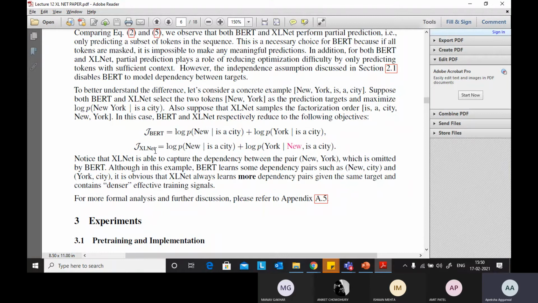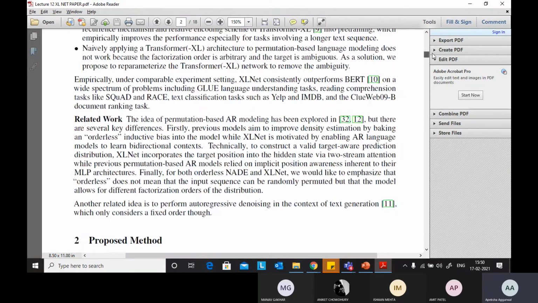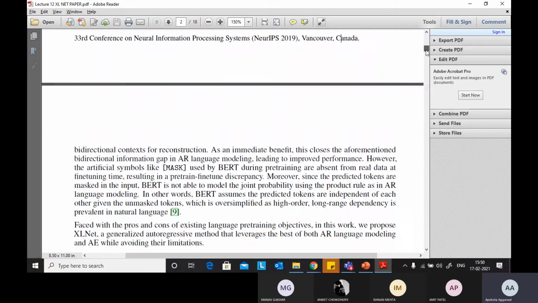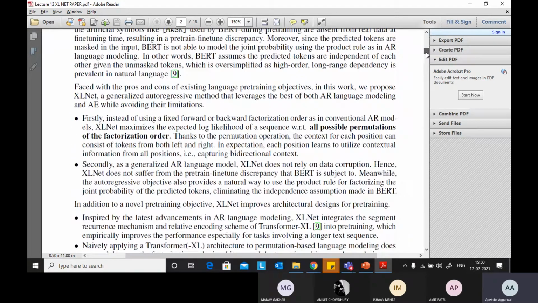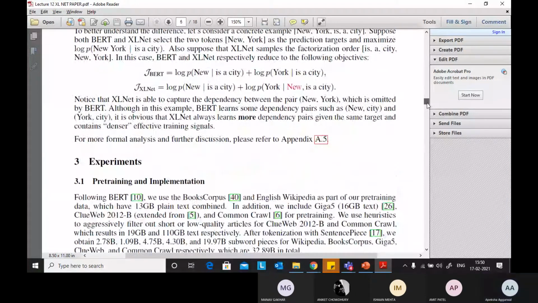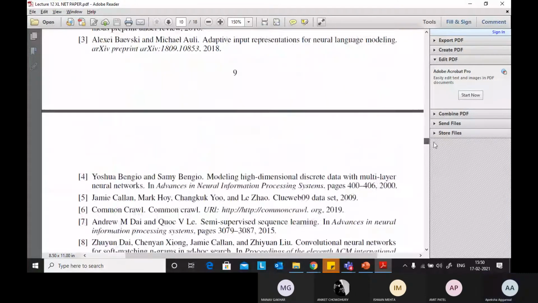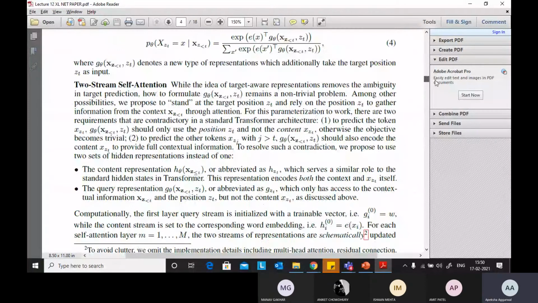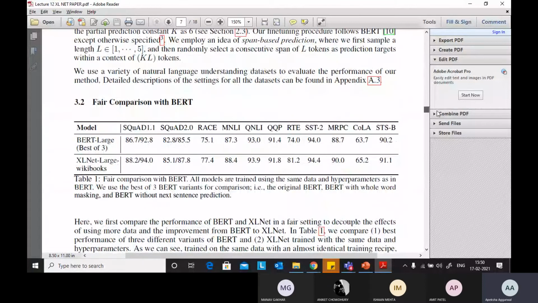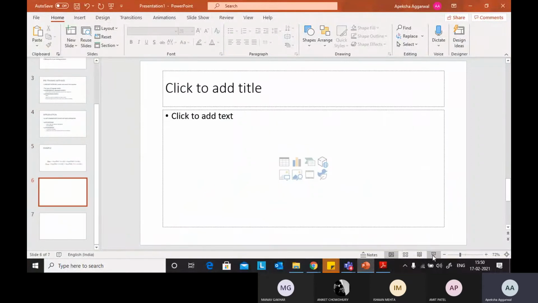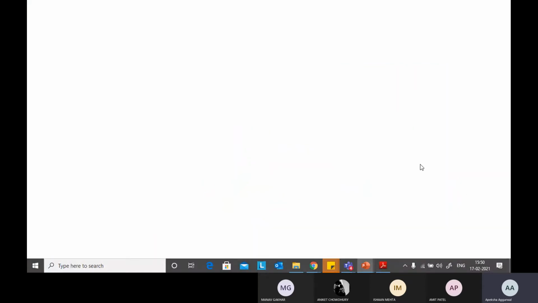So it is a modification. Xlnet was a modification of BERT, and this paper was given in 2019, and I think BERT was in 2018. So these are very, very latest models. Now let's have a look at what it does. They have not shown it graphically. Now let's see how they have done it.